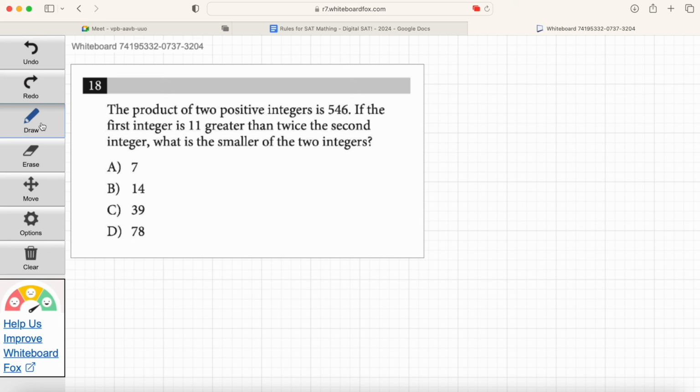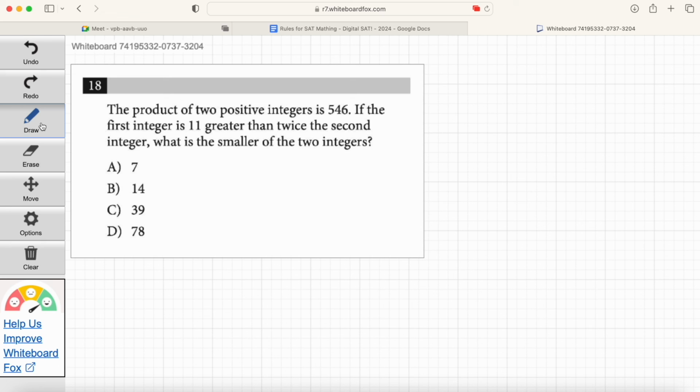The product of 2 positive integers is 546. If the first integer is 11 greater than twice the second integer, what is the smaller of the 2 integers? What are we solving for here, Emma? Just to find the smaller integer. Yeah, to find the smaller integer. Remember, integer means a whole number, essentially.